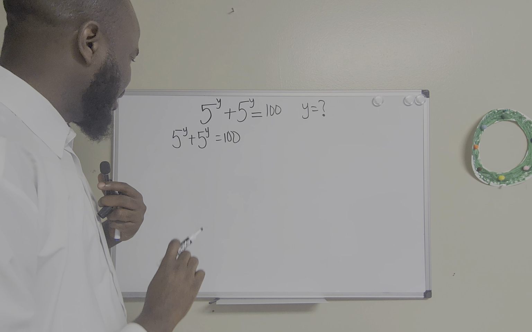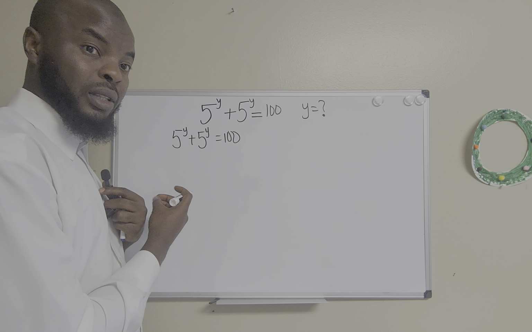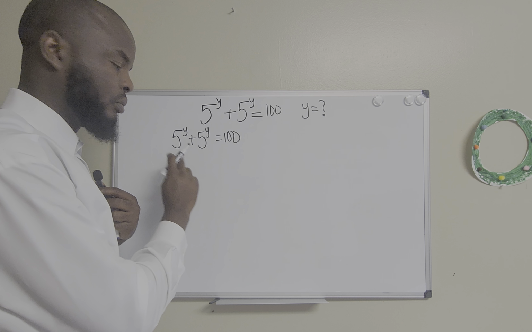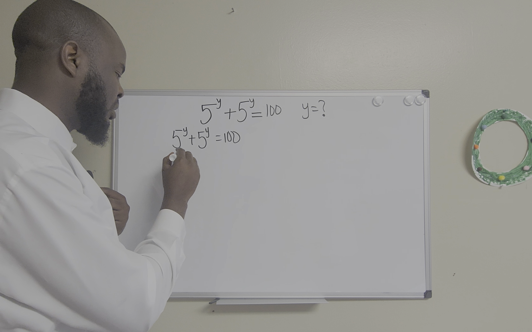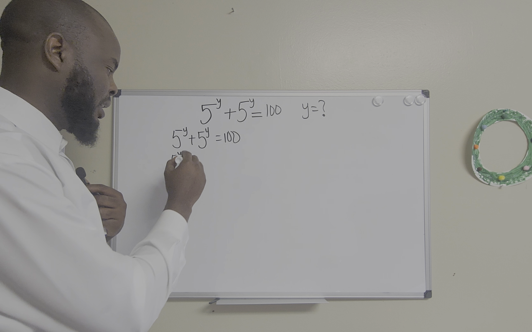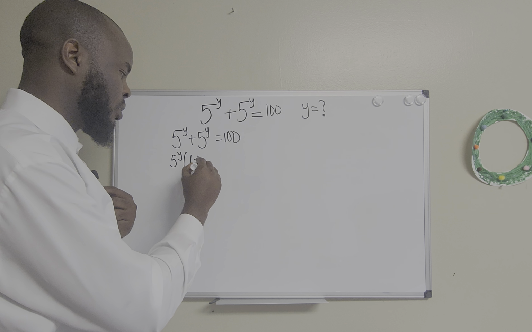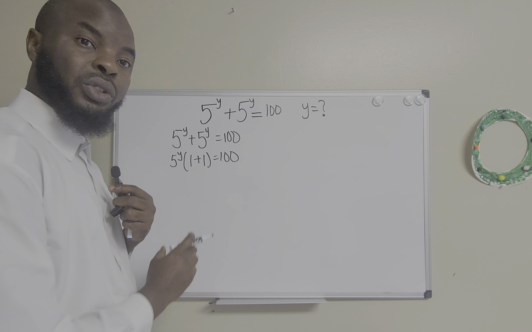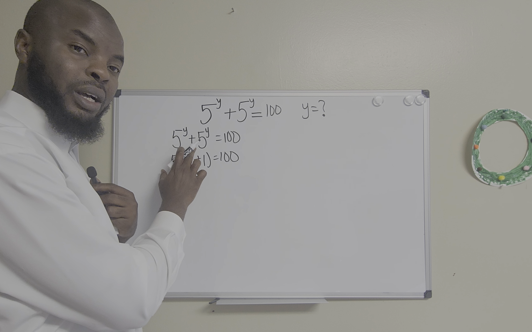Now, let's think of 5 to the power of y as just like a variable, let's say x. This and this are the same. So here you can factor out 5 to the power of y. And here we have 1 plus 1 equals 100. If you try to distribute this, you're still going to get this back.